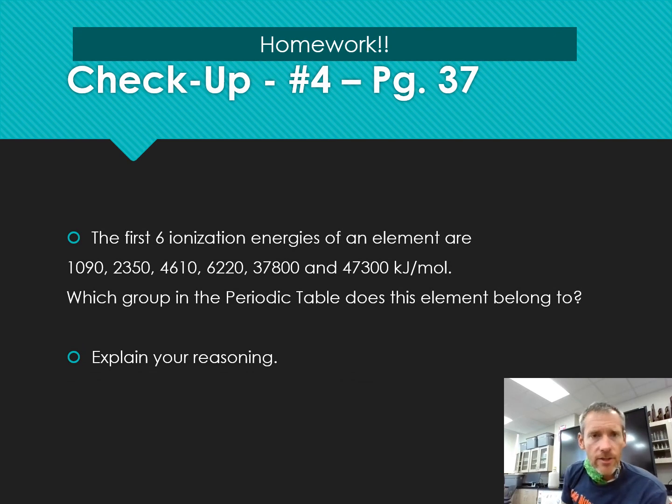All right, last question for this section. Check out number 4. We have 6 ionization energies of this element. You're going to determine which group this element belongs to in the periodic table, and explain your reasoning using the data. This is also done in teams. Just click on the assignment for Chapter 3, Part A, type in your answer, and then submit it.